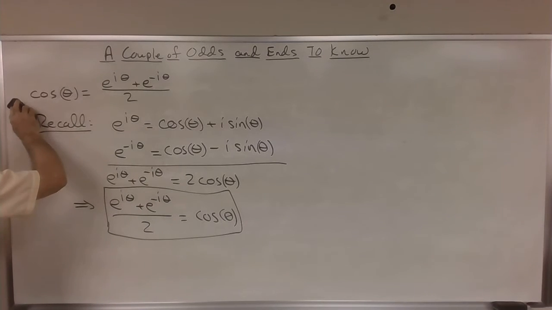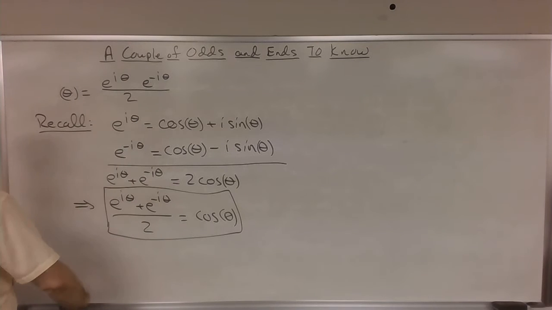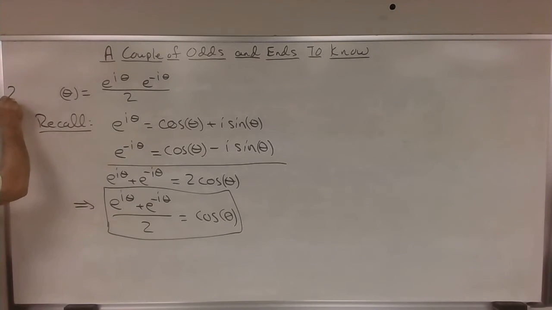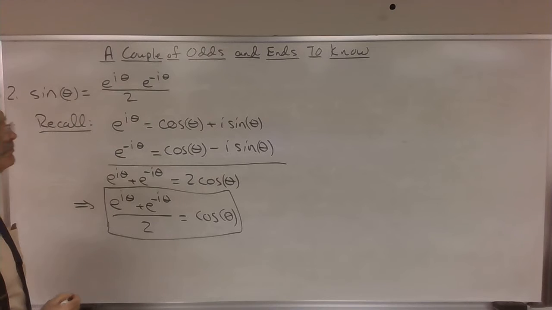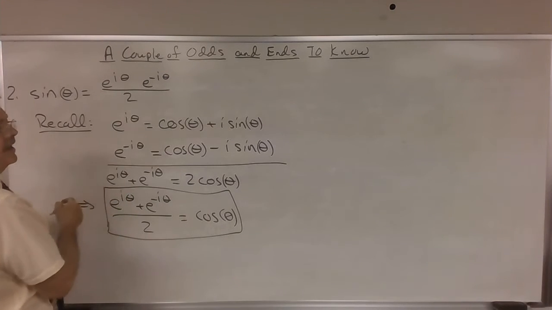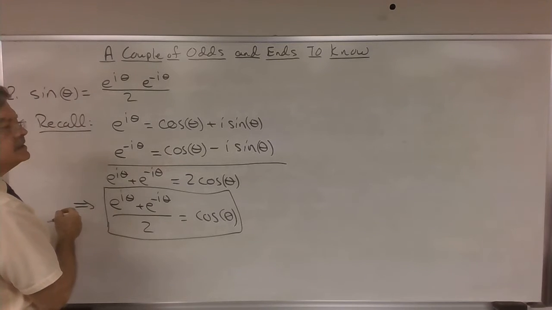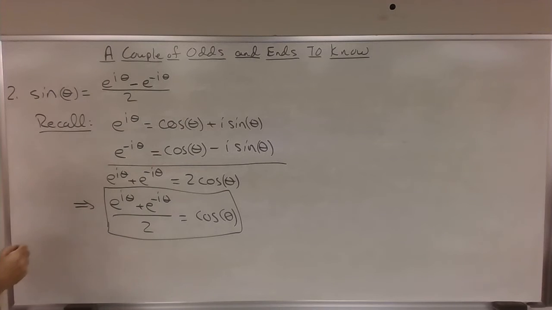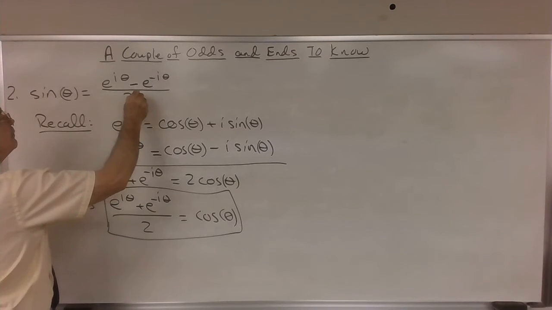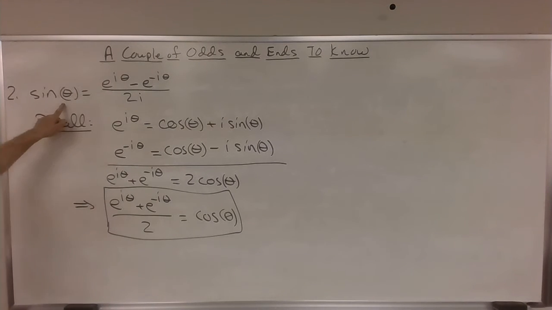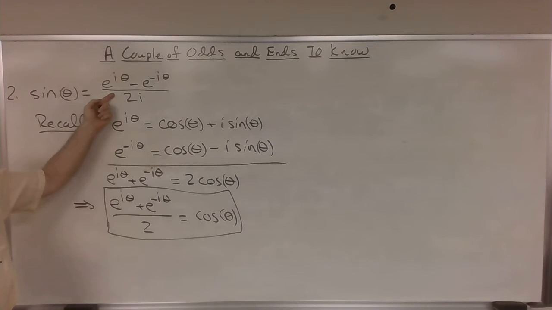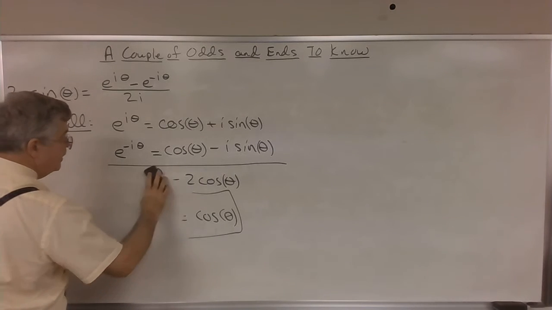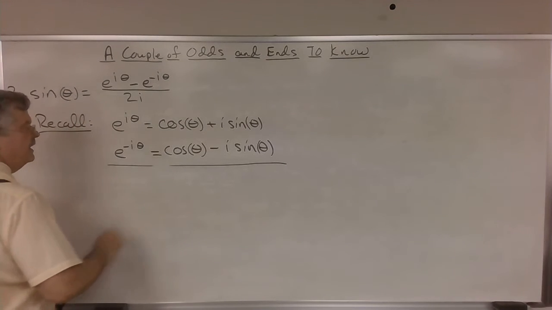Now, for the other one, sine theta is equal to e to the i theta minus e to the negative i theta all over 2i. Sine theta is e to the i theta minus e to the negative i theta over 2i. And let's just see how we do that. Actually, we've done all the legwork for this already.